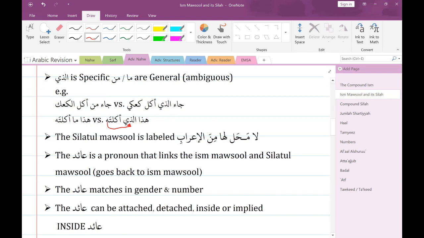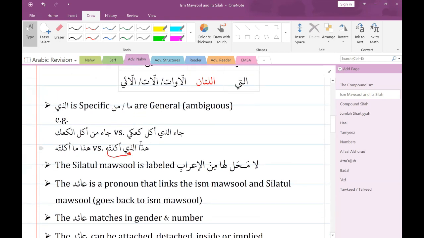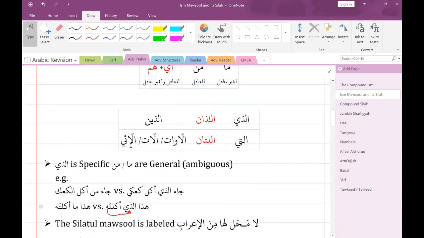And it has to match with the Ism Mawsool. If it doesn't match, then you have a different meaning that arises from that. And we'll talk about that. So that is important for you to understand that the a'id is a pronoun that links back to the Ism Mawsool. Okay? So if it's the huwa version, it's going to be the huwa version. If it's the hiya version, it's going to be the hiya version. The antum version is going to be the antum version. Well, not really antum, but yeah, because there's no alladhi Ism Mawsool that is the antum version. So any one of these.